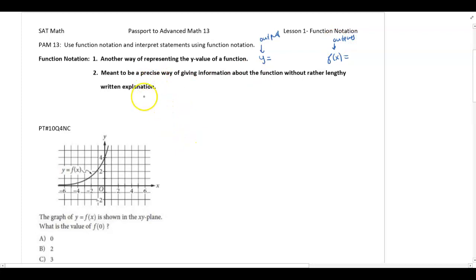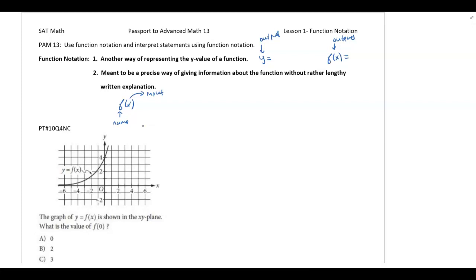So why do we use function notation? For a couple of reasons. One being it's meant to be a precise way of giving information about the function without rather lengthy written explanations, right? And what it means is when I see f of x, f represents the name of the function. It basically tells you what your output represents. Whatever's in parentheses, x, right, basically is your input value. And we basically identify it using a variable that makes sense to what the input represents.